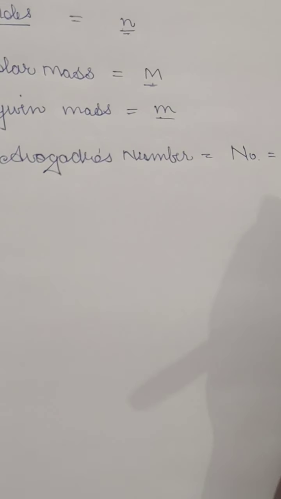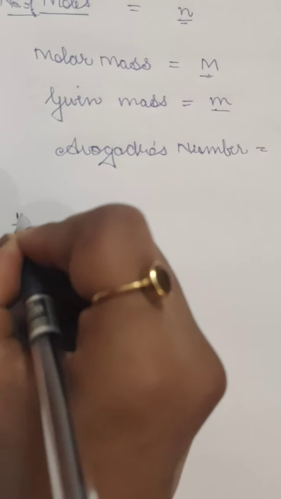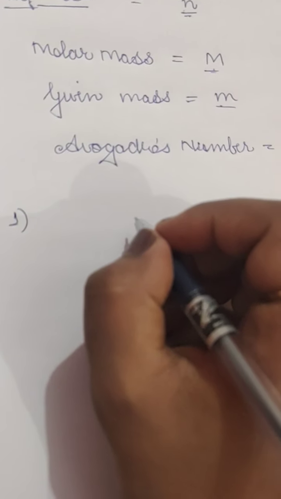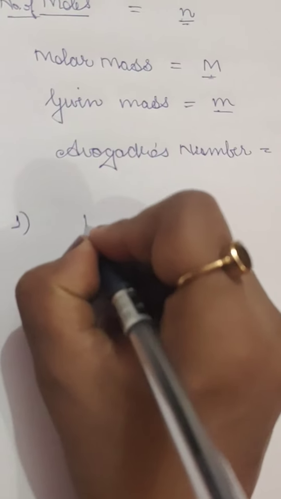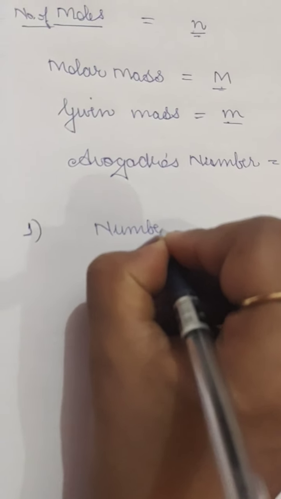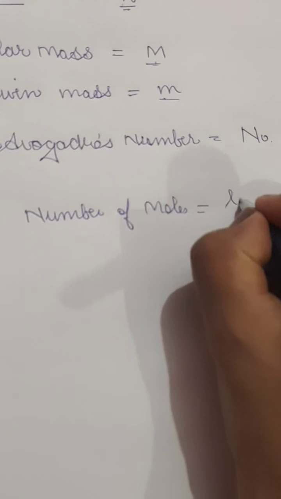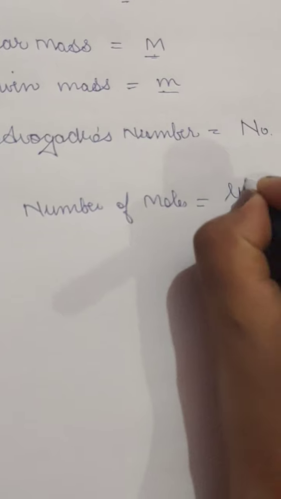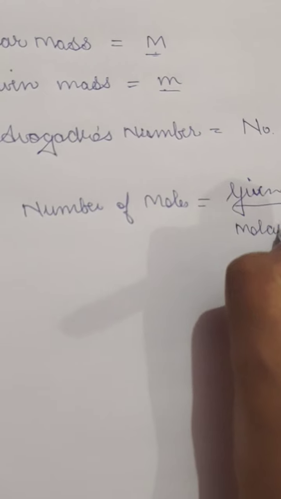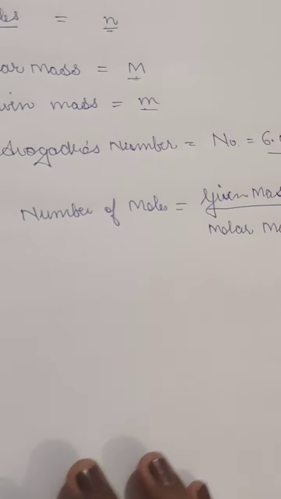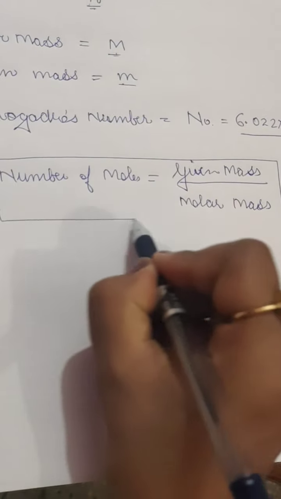Now there are some formulas. Number one formula: if we have been asked to find the number of moles, it is always given mass upon molar mass. Okay, so this is the formula. Number of moles is given mass upon the molar mass.